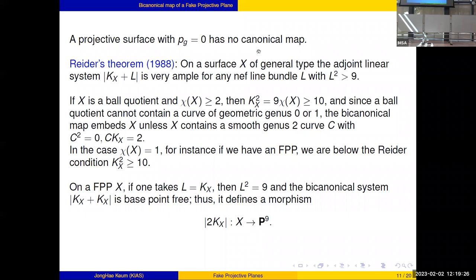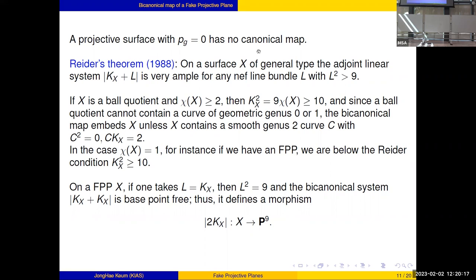Since a fake quotient cannot contain a curve of geometric genus 0, or 1, the bicanonical map embeds X unless X contains a smooth curve C with C square equal 0, CK equal 2. By Reider's theorem, if this adjoint linear system fails to be an embedding, like failing to separate points or to separate tangent vectors, then those points should lie on certain curves that satisfy this condition. This is one of such conditions.